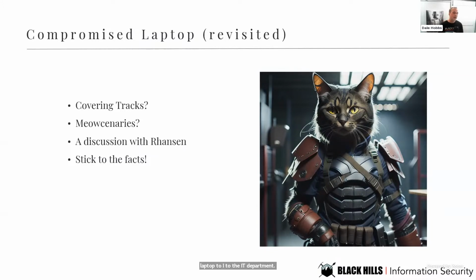Unfortunately, R. Hansen was unable to point out anything, to the best of his knowledge, that could have led to the compromise of his laptop and/or his LogMeIn account. So again, users are not going to tell you all the information. In this case, he moved the Meowcenaries folder to an external hard drive before he sent it to IT because he was worried it looked suspicious and he didn't want to get into any trouble.